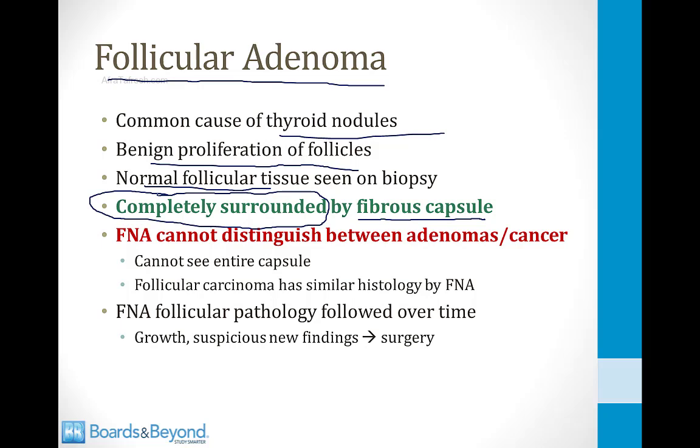Because a follicular adenoma must be completely contained in order to be benign, this means a fine needle aspiration biopsy cannot distinguish between adenomas and cancer. That's because a fine needle aspiration biopsy cannot see the entire capsule, and follicular carcinoma has similar histology to follicular adenomas by FNA. To understand this, let's imagine that we have two thyroid nodules. In one nodule, there is a completely continuous fibrous capsule with some adenoma tissue inside.